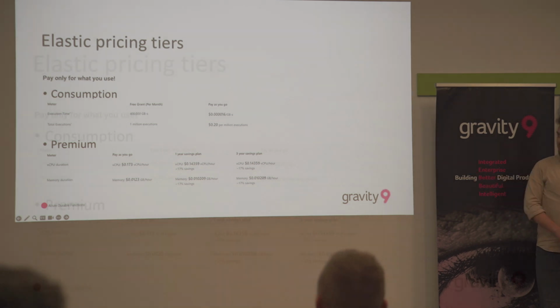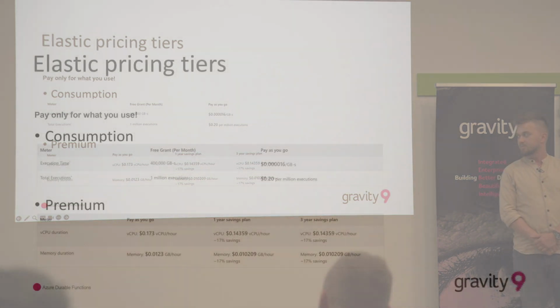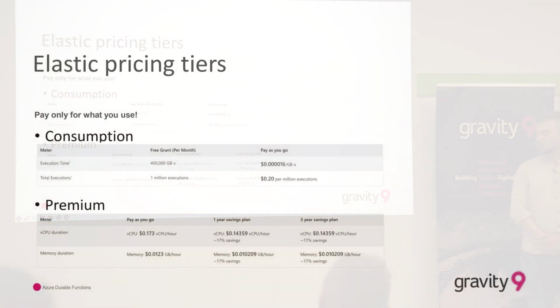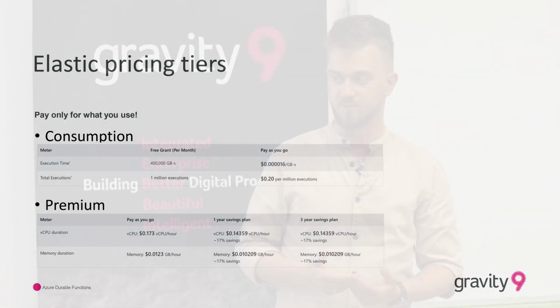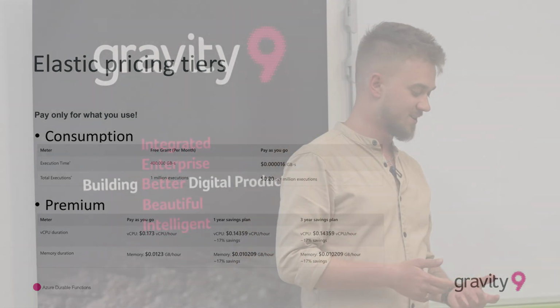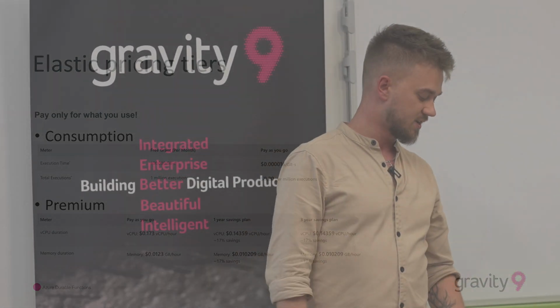But here, the premium plan comes with always-on options where you just pay for CPU and memory usage, and you just utilize this as a standard service that you can get on Azure. But as you can see, we have 400,000 gigabyte seconds, and this is not something we use in our day-to-day work to understand.